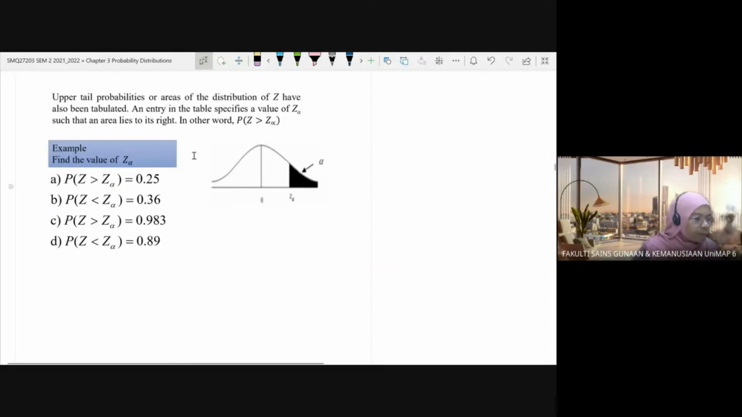Now, upper-tail probabilities or areas of the distribution of Z have also been tabulated. Okay, so an entry in the table specifies the exact alpha and the area of the probability value is given from the alpha value. Now, let's do a few examples before you can do your own exercise. Okay, now let's begin with A. We have P(Z greater than Z alpha), where the alpha is 0.25.